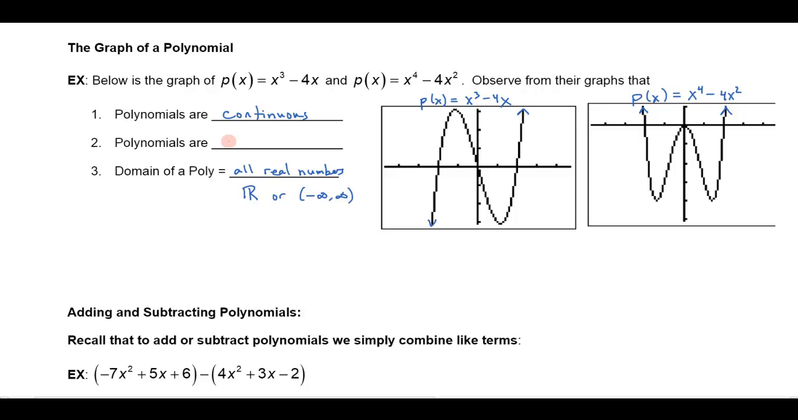And another thing to notice is that they're smooth. There's no sharp edges on a polynomial. They have nice curves and make nice turns. There's no real sharp point, even though on your calculator it looks like there's a little bit of a point right down here. If you were to zoom in on that, you'd notice that it's real smooth right there. Okay, it still makes a nice curve.